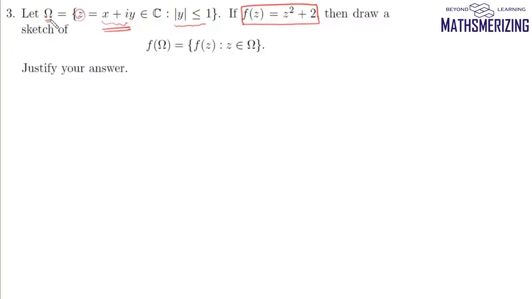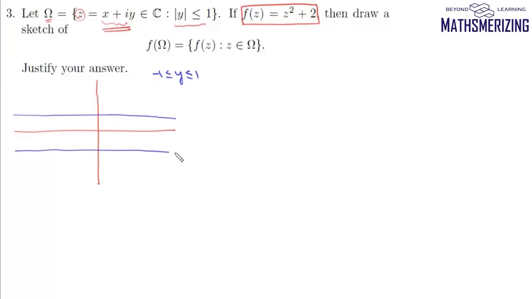Now first we'll look at input values. This sigma contains all the values of x and y such that |y| is less than or equal to 1. So when |y| is less than or equal to 1, it means the value of y should lie between -1 and +1. So its domain lies within these two lines, which are y = 1 and y = -1.